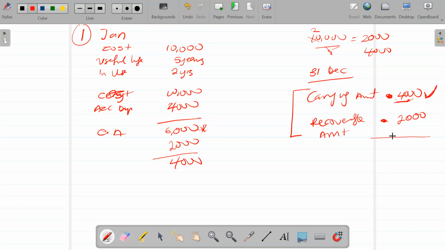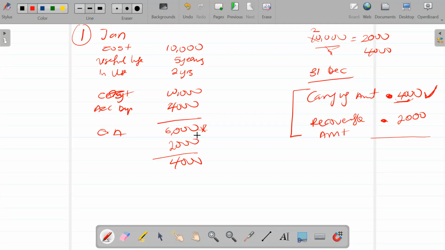So we're going back to adjust to get the new carrying amount, like the 2,000 and the 4,000. We're choosing 2,000 as the carrying amount. Before we get the 4,000, we have to adjust the existing carrying amount of 6,000 by depreciation of 2,000 to get a 4,000.